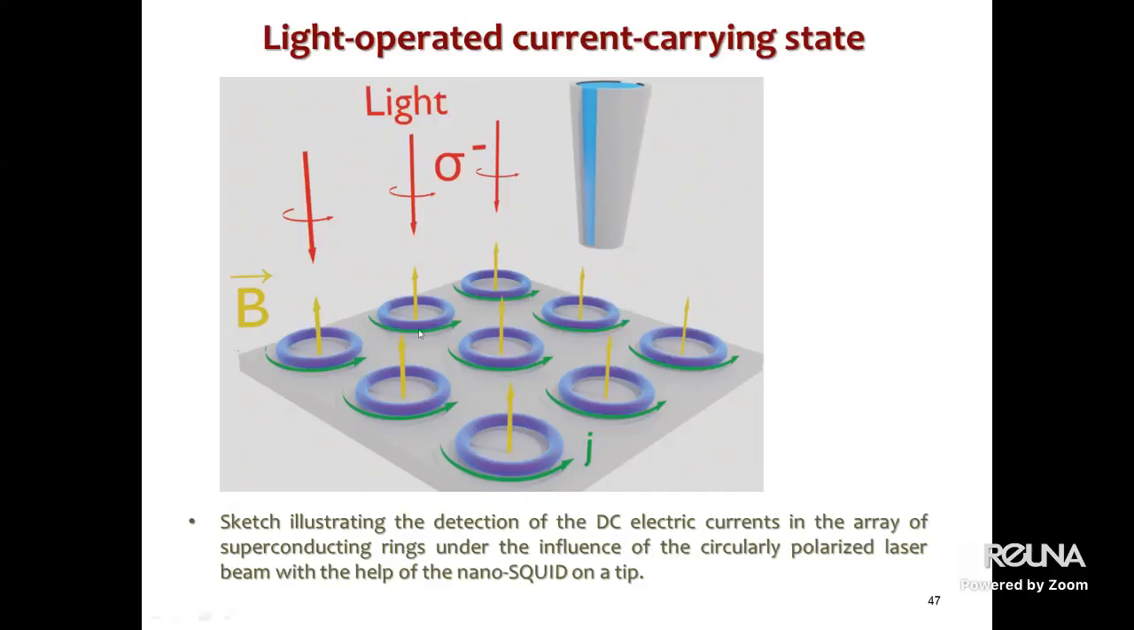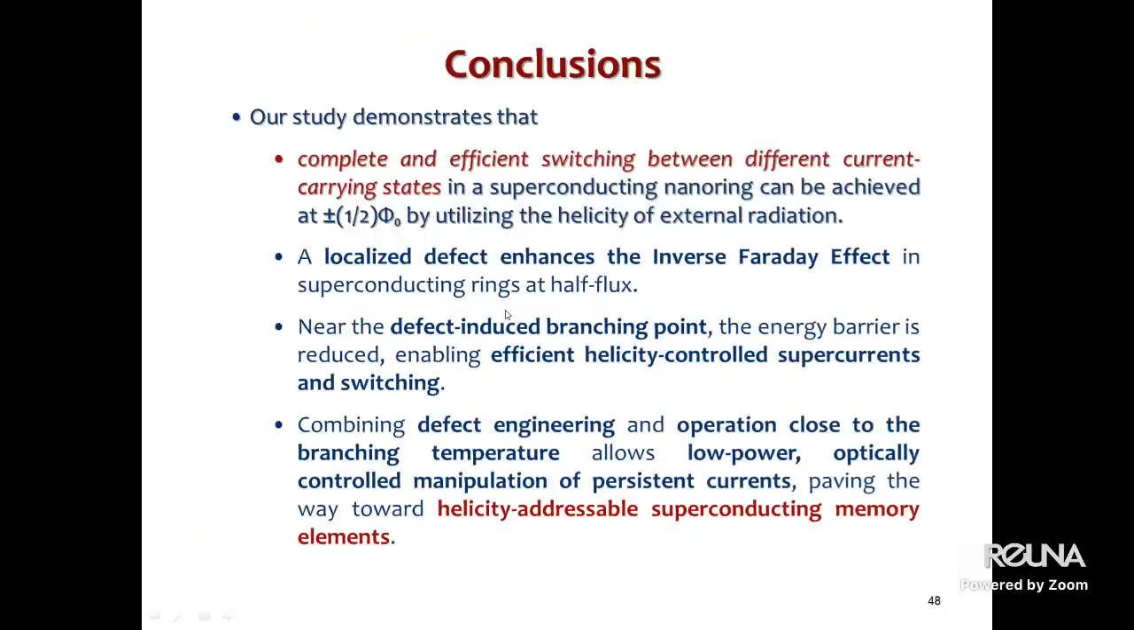And finally, I'm coming to the conclusions. So what we did: we demonstrated that complete and efficient switching between different current carrying states in a superconducting nanoring can be achieved by utilizing the helicity of external radiation. And I showed that a localized defect to some extent enhances the inverse Faraday effect in superconducting rings at half quantum. So basically, combining defect engineering and operation close to the branching temperature allows low power, optically controlled manipulation of persistent currents. Thank you for your attention.